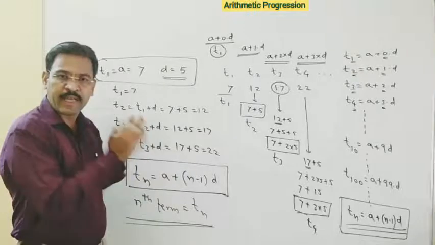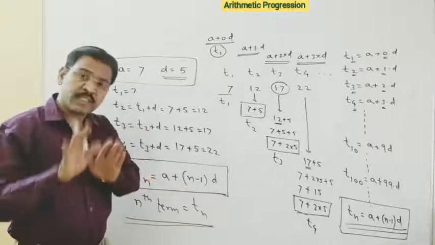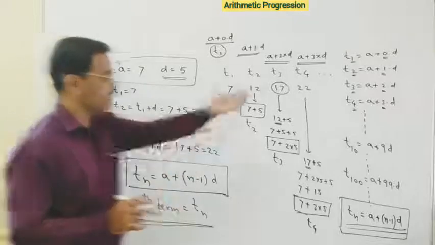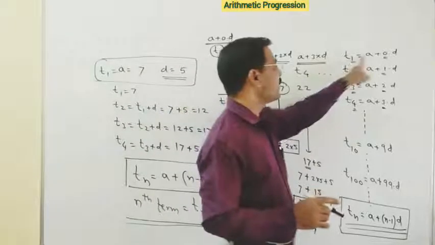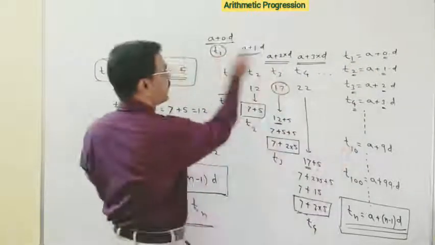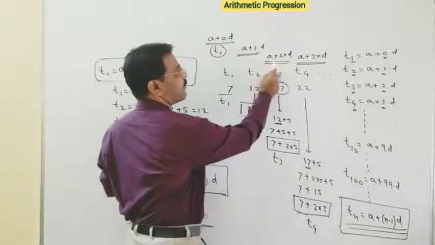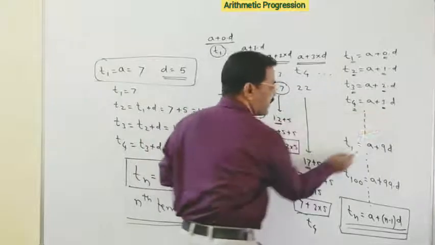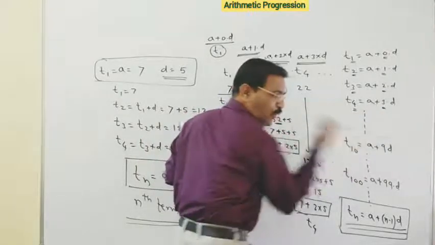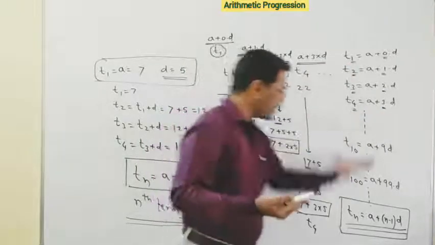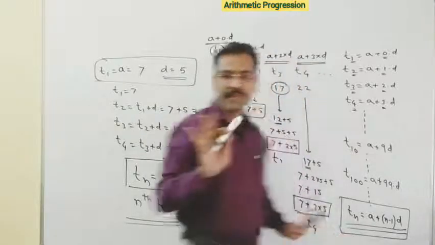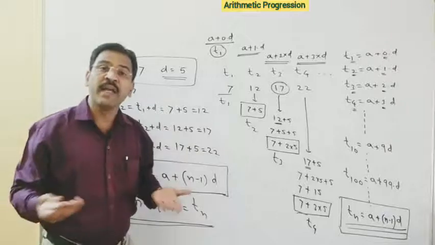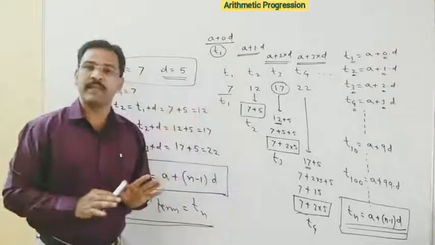Is there any doubt? I'll repeat again, how it will come here. This is very easy to say. T1 is equal to A plus 0D, T2 is A plus 1D, A plus 2D, A plus 3D. Like this, T4 is A plus 3D. Means T10 here is just one less, 9. Like this we can simplify up to here. Understand, friends? So using the same formula we can find any term of that arithmetic progression.